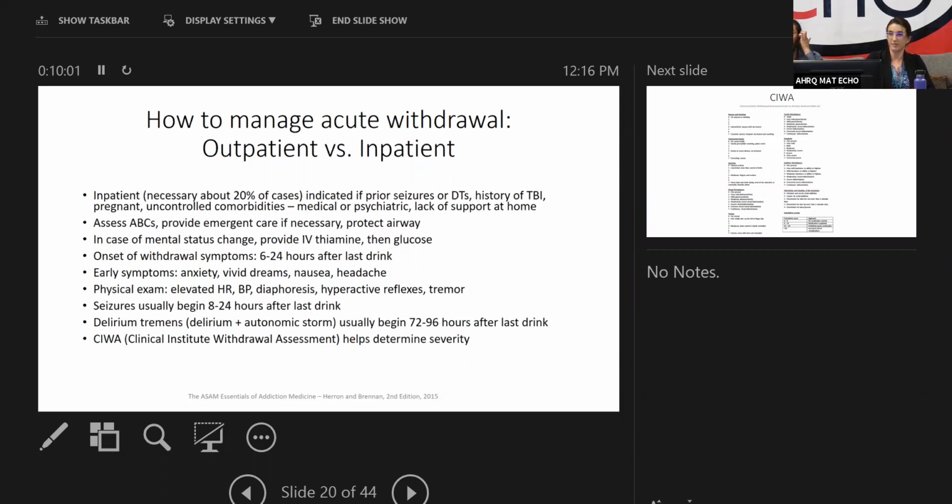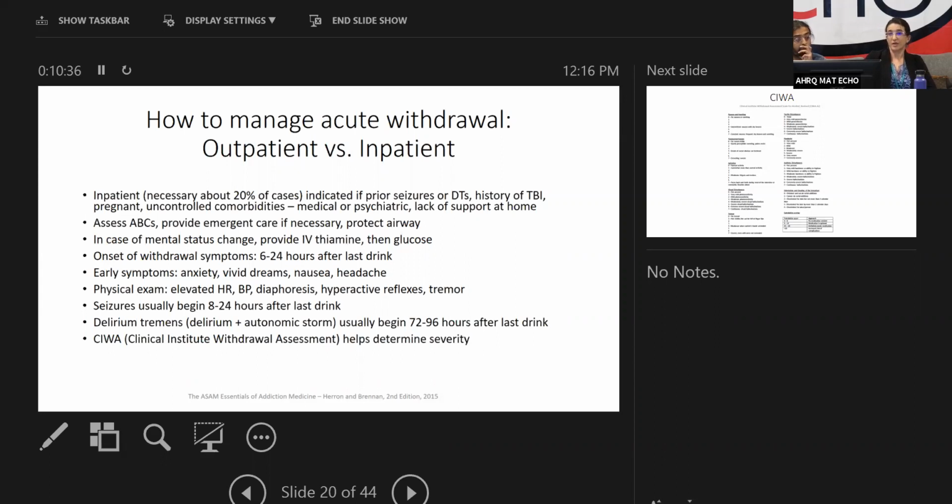However, I know in our community it can be quite difficult for people to access inpatient treatment, especially if, as in her case, she's also on the buprenorphine. She may or may not receive that inpatient. But it is indicated if there's a prior history of seizures or delirium tremens, if someone has a history of a TBI, if they're pregnant, if they have significantly uncontrolled comorbidities, such as severe hypertension, if there's a lack of support at home to help with the detoxification process there.